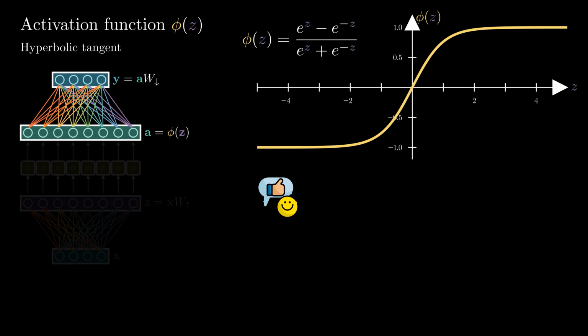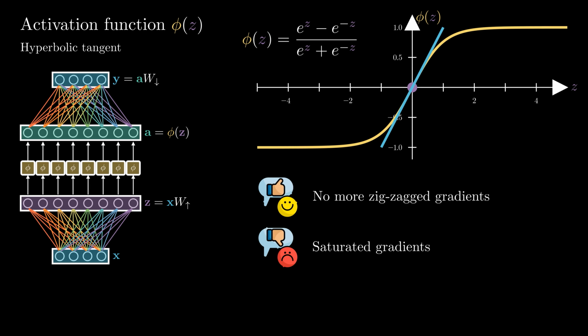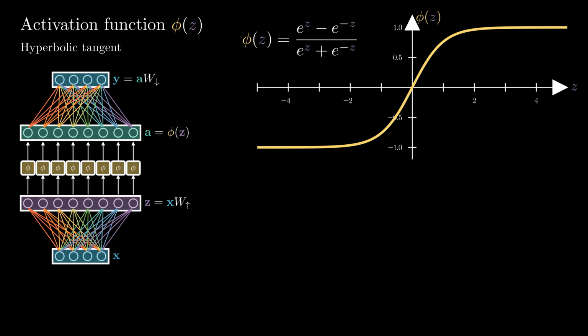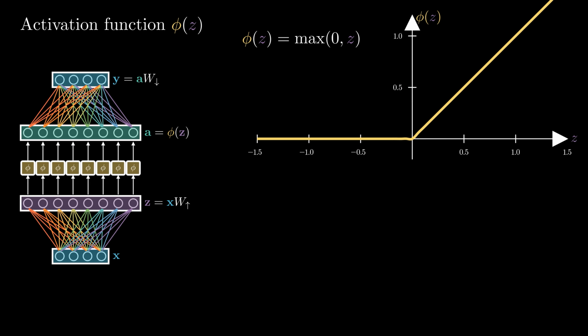Tanh resolves the gradient zigzag problem, but it inherits sigmoid's other flaw. Similar to the sigmoid function, the gradients of the hyperbolic tangent function still saturate when inputs are highly positive or highly negative. The vanishing gradient problem remains. To fix this, we replace the bounded hyperbolic tangent function with an unbounded function. This is known as the rectified linear unit, or ReLU.